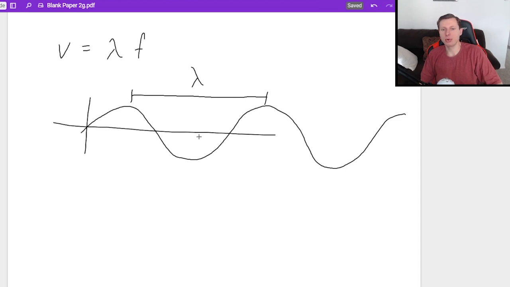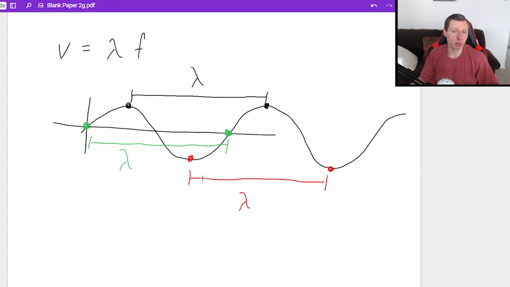Now because the point doesn't exactly matter, you can pick any 2 points as long as they're identical. So for instance, you can pick the tops of the wave, you can pick the bottoms of the wave, that will also be one wavelength. You can even, if you wanted to, pick this point here where it's starting to slope up, and this point right here where it's identical in the path, that is also one wavelength. You can pick any 2 points you want.